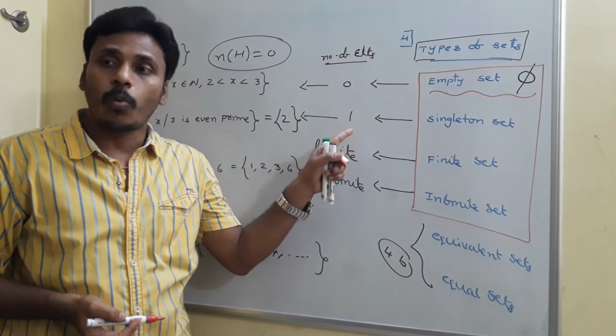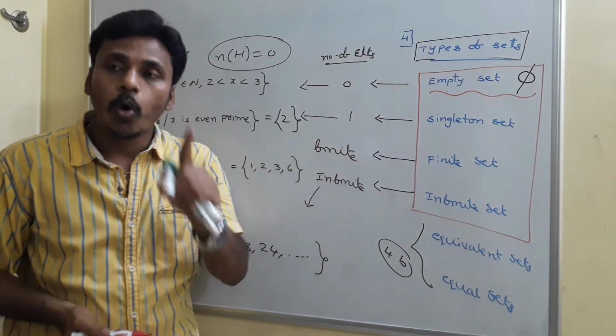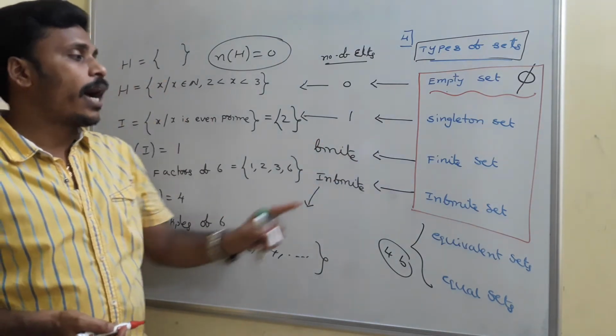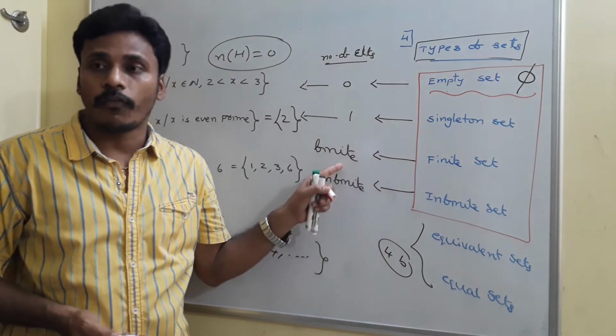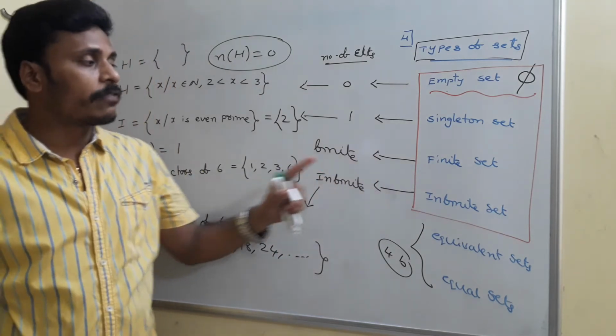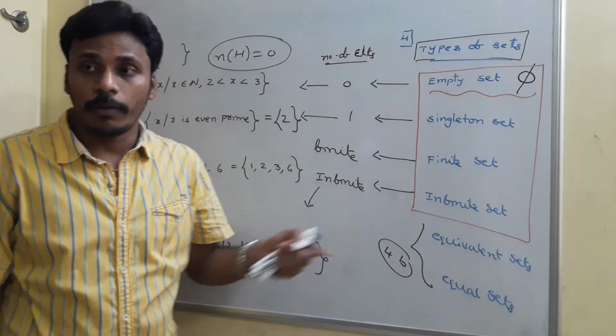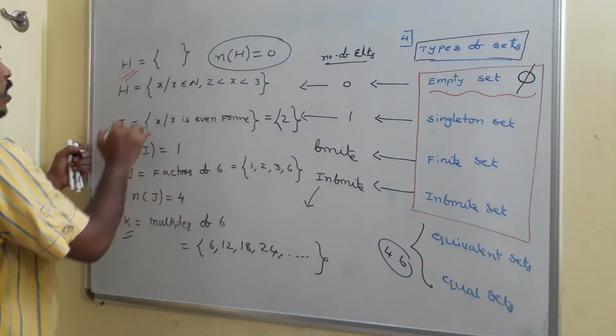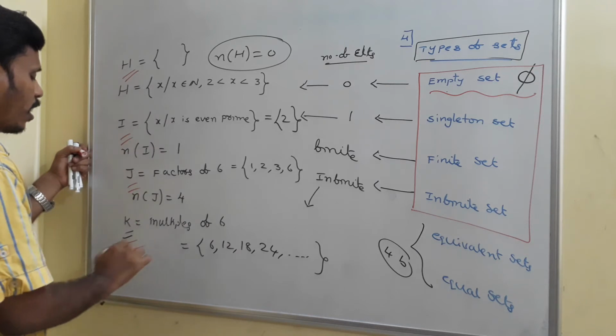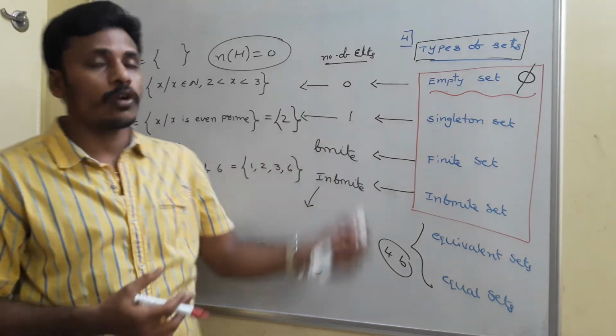A singleton set contains only 1 element, that is 2. A finite set contains a countable, finite number of elements. An infinite set contains an uncountable, infinite number of elements. And if you look there, H, I, J, K are just examples for these 4 types of sets.